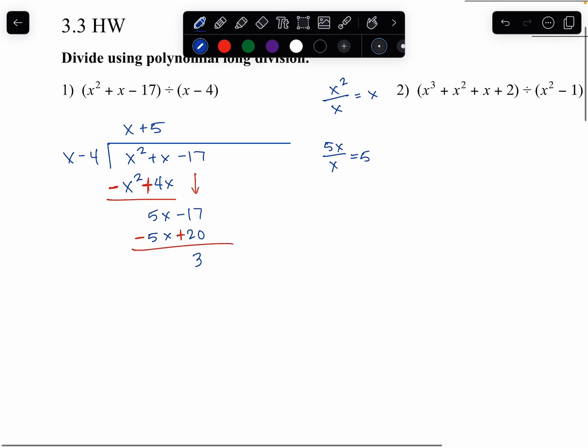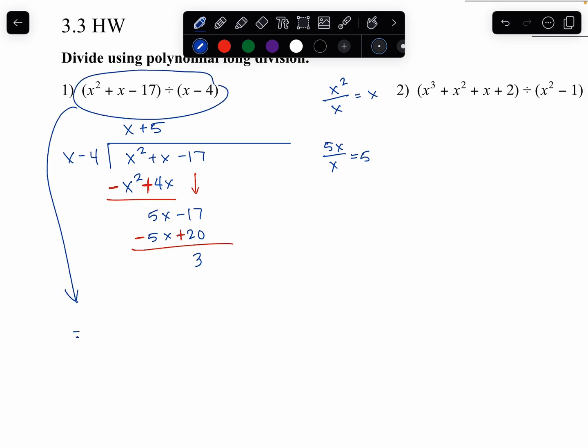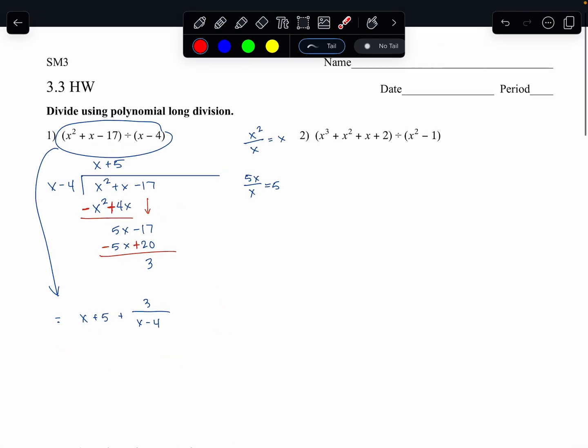So we have an answer to this division problem. It's going to be equal to x plus 5. And then to write the remainder, we're going to say plus 3 over x minus 4. So we are dividing by x minus 4, and we get x plus 5. But then we get the remainder, and we put the remainder over what we're dividing by, the divisor. And there you go. We have our answer right there.